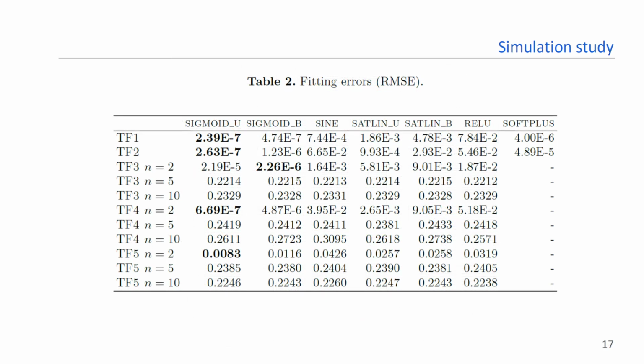Detailed results, root mean square errors for the maximal number of neurons. The lowest errors, those that are at least 5% lower than the others, are marked in bold. No results for softplus for multivariate target functions because it caused numerical problems due to its rapid growth.